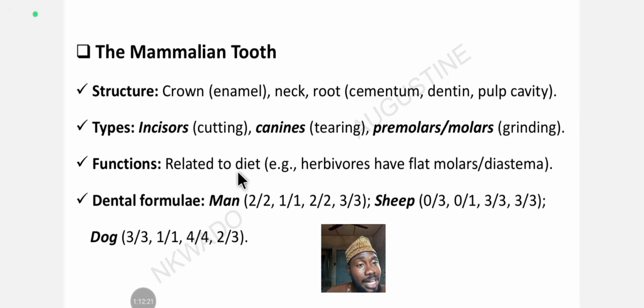So the functions of the tooth are related to diet. It is the diet of this animal that determines the type of teeth that it's going to have. It is the diet that determines that. All right, if it's going to have herbivorous teeth or carnivorous teeth, or if it's going to have omnivorous teeth. Under the adaptation for nutrition, you have carnivorous, like I said before. You have herbivorous, then you have omnivorous.